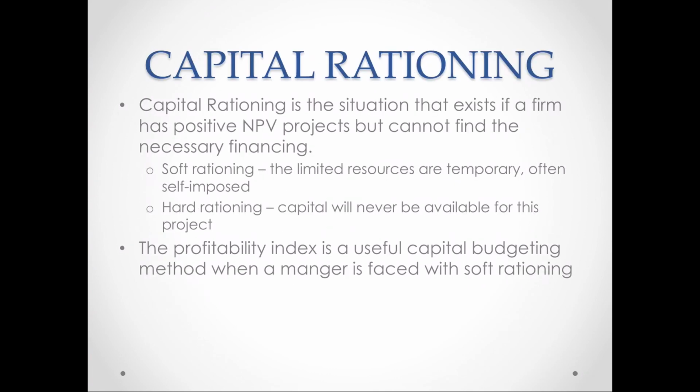Now, this leads us to our final part of this chapter, which discusses capital rationing. So capital rationing is a situation that exists if a firm has positive net present value projects but cannot find the necessary financing. This situation exists for firms that do have positive net present value projects, but they do not have the funds to actually take on that project, because you can't choose every single project that has a net present value that's positive. Each of these firms has limited funds, and with capital rationing, you have two different types.